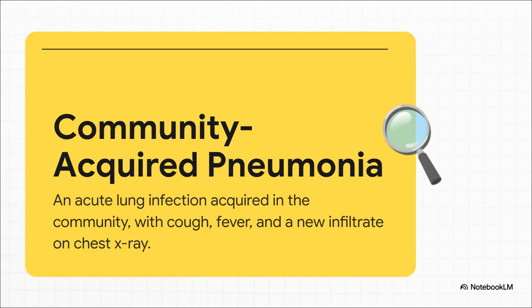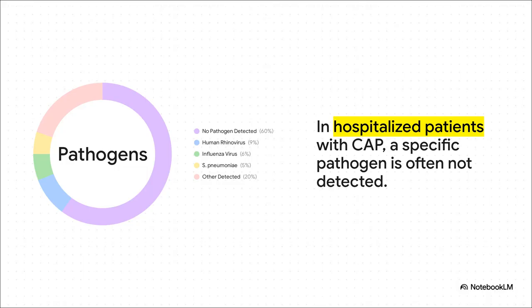Now, as you know, CAP is a really common and serious illness. And yeah, about 80% of cases are managed at home, but we have to take it seriously. Mortality rates can jump up to 10% for those who need to be hospitalized, and it gets even higher for patients in the ICU.